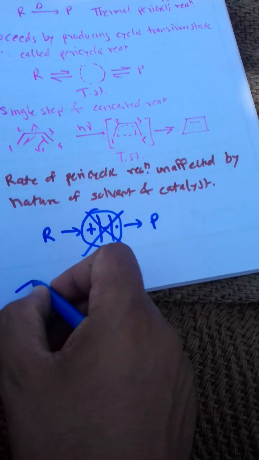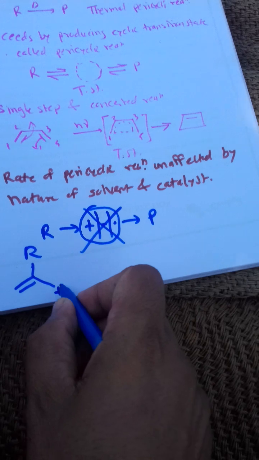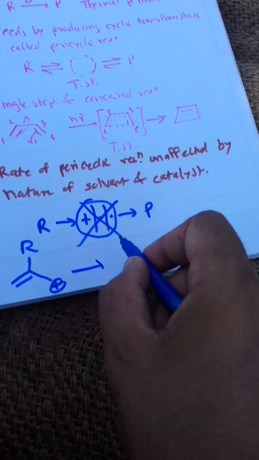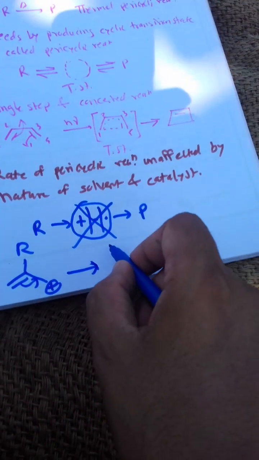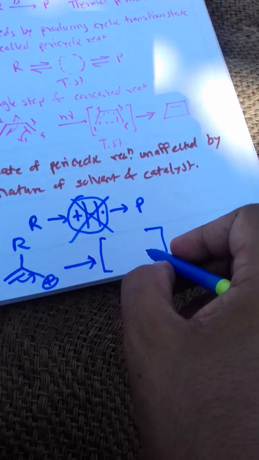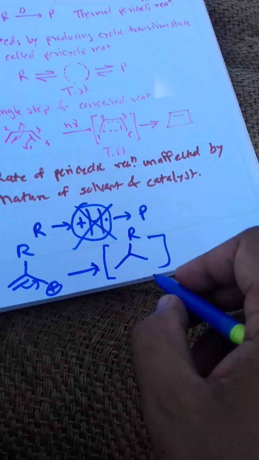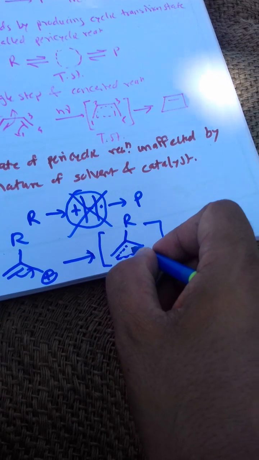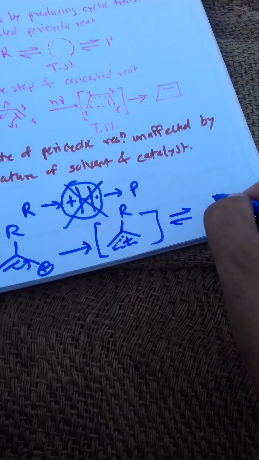So let me take an example of this. This is R, and here this is a positive charge. This is a carbocation. Okay, so what is the transition state? Just as I told you, these are pericyclic reactions, so there is a cyclic transition state. Here there is delocalization of this positive charge, and it goes on to form a product, this.